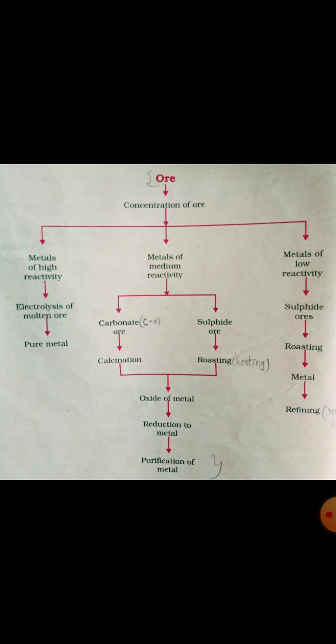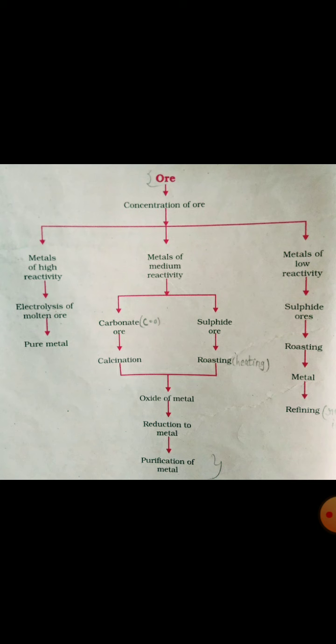As we have started discussion on occurrence of metals, let us learn how metals of high reactivity, medium reactivity and low reactivity are obtained from their ores. First of all, we'll learn extracting metals of low reactivity. For this, we will refer to the last part of the summary chart, which is metals of low reactivity.